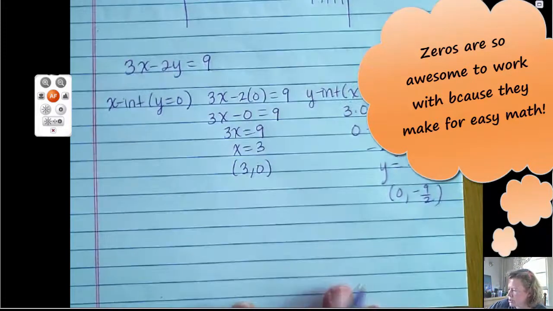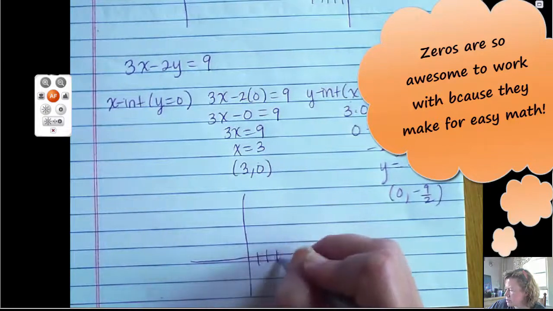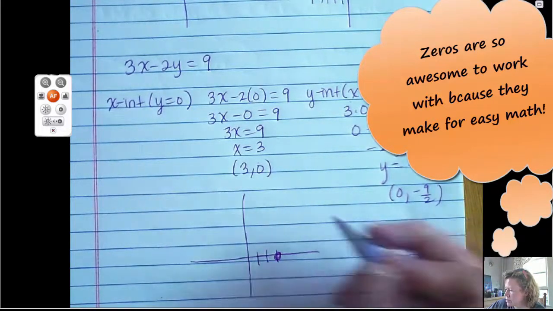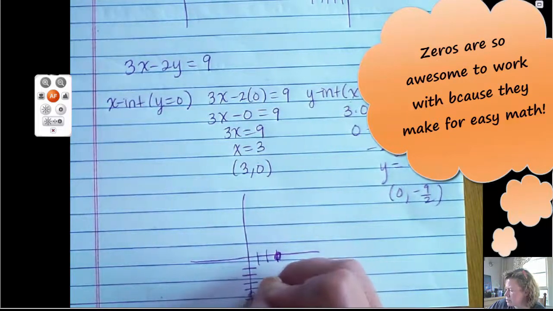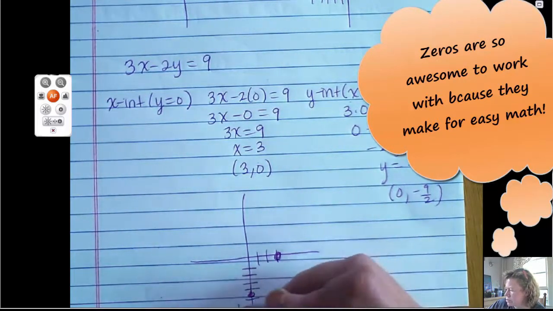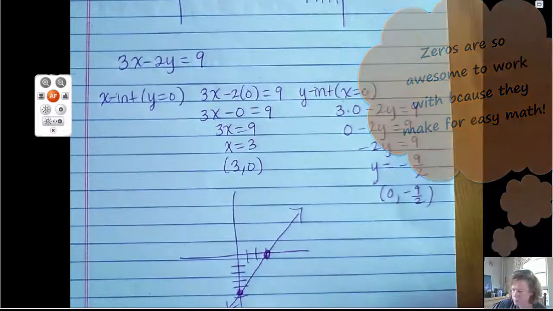Then you plot those points. 3, 0, your x-intercept. Negative 9/2, which is negative 4.5, your y-intercept, and 2 points, as you learned from geometry, determine a line, connect them, and you're done.